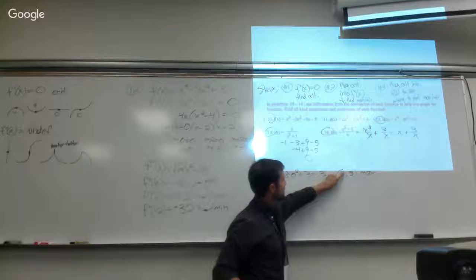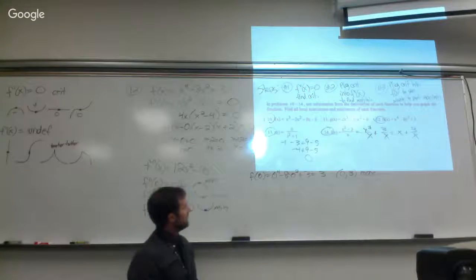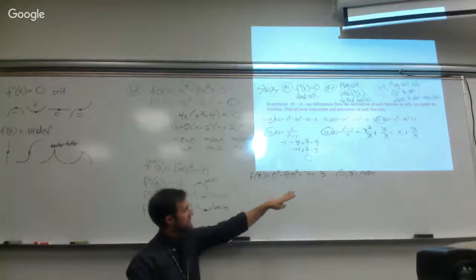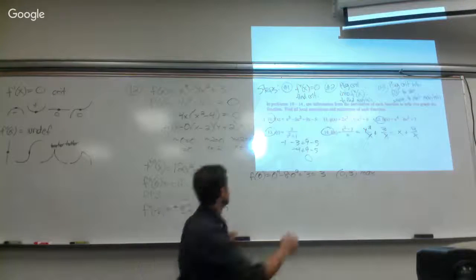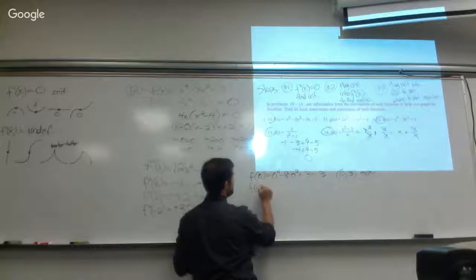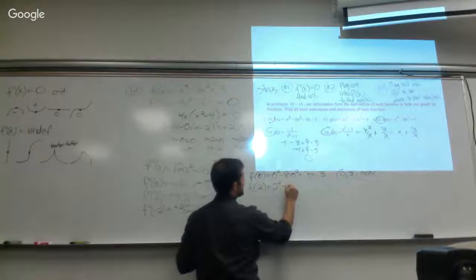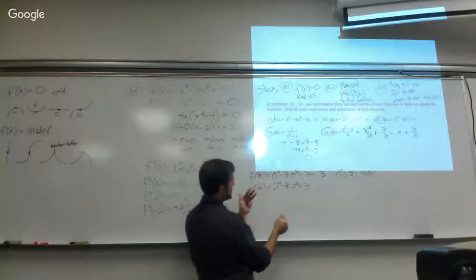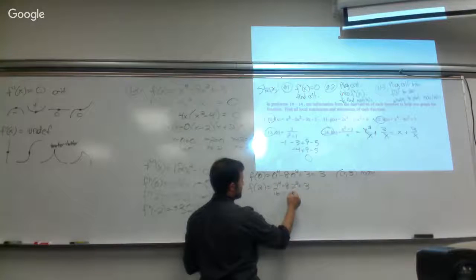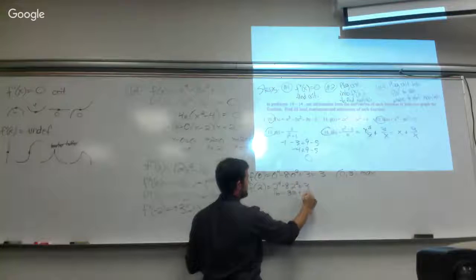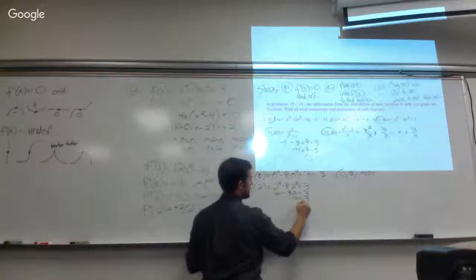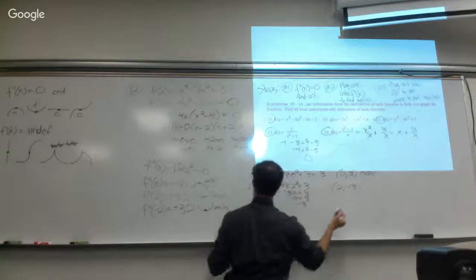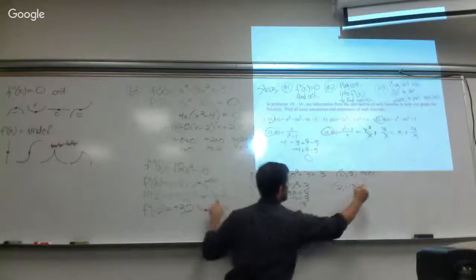Look how I'm recording my results. I'm starting a little list of information now. So I plugged in 0, it was 3. That means I have a coordinate 0, 3, and that's a maximum. And then I'm going to plug in 2. So that's 2 to the 4th minus 8 times 2 squared plus 3. So 2 to the 4th is 2, 4, 8, 16. Minus 8 times 4 is 32, plus 3. That's negative 16 plus 3, which is negative 13. So my next point is 2, negative 13, and that was a minimum.